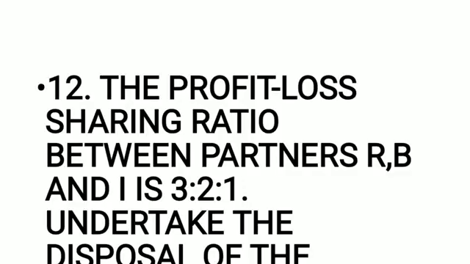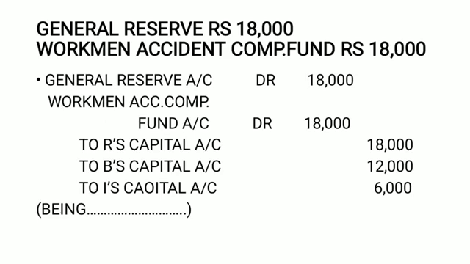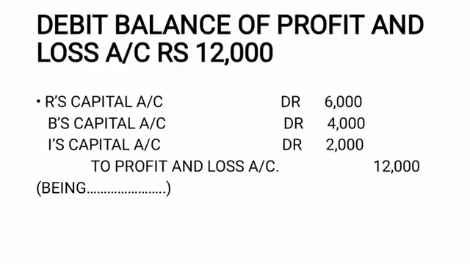The profit loss sharing ratio between partners R, B and I is 3:2:1. Undertake the disposal of the following balances. Which is the first balance? Let us see. It is general reserve. Second is workman accident compensation fund, and third is debit balance of profit and loss account.